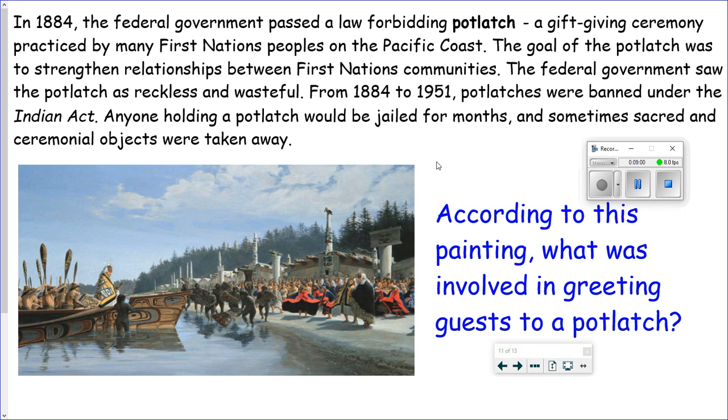Just take a look at this beautiful painting here on the left. According to this painting, what was involved in greeting guests to a potlatch? Please put the video on pause so you can take a longer look at this picture and then write down your response to my question in blue.